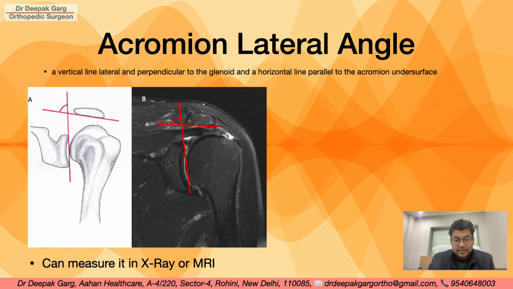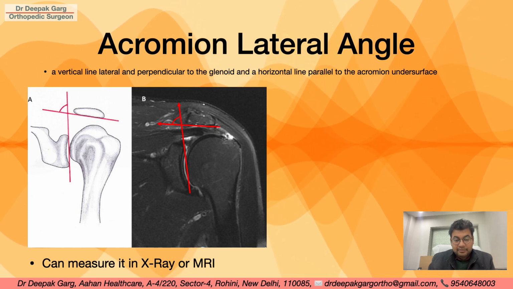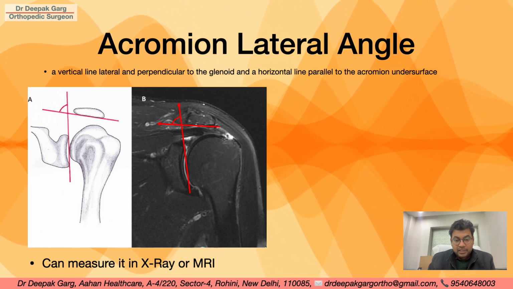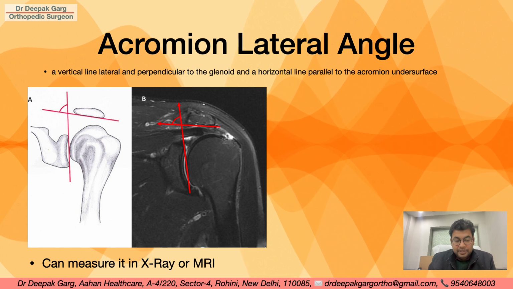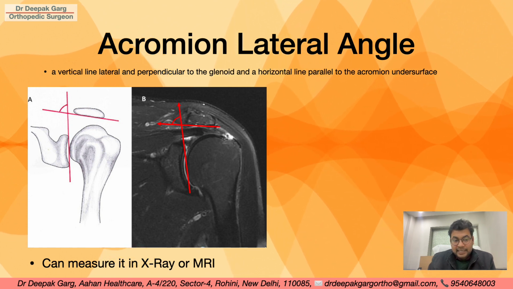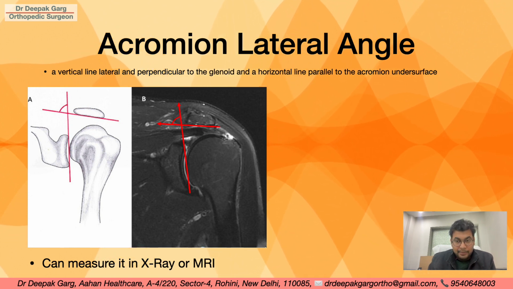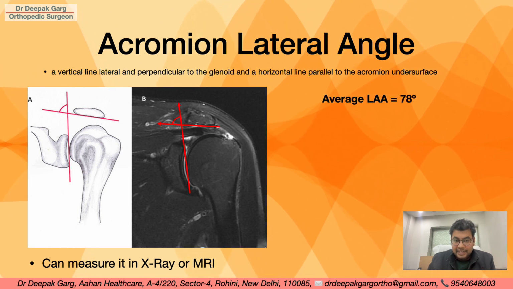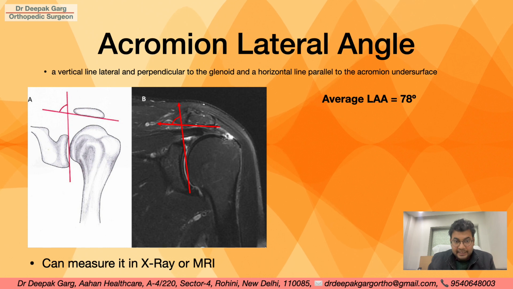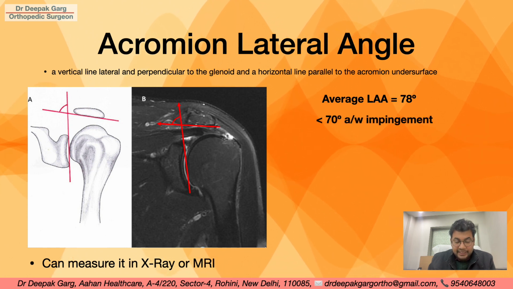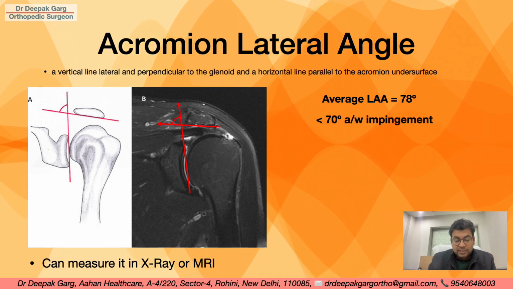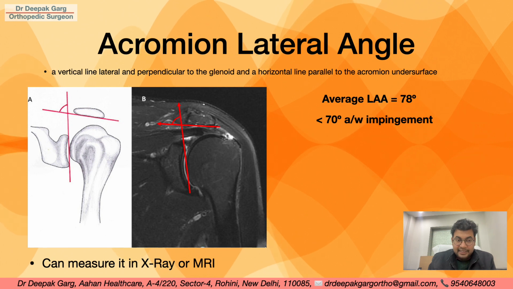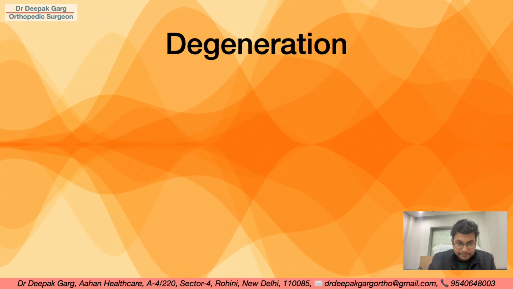So a larger angle is better. The smaller the angle, the more the chances of getting an impingement. We can measure this angle on an X-ray or an MRI. The average angle in the general population is 78 degrees, but if this angle is less than 70 degrees, it is usually associated with impingement, and it indicates that the patient may need surgery.